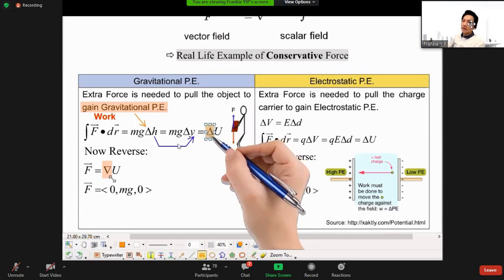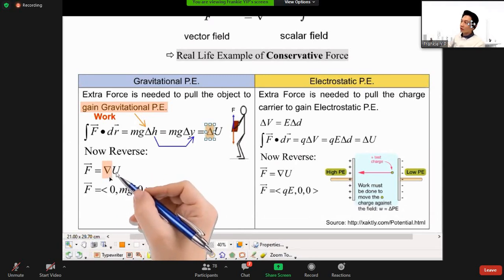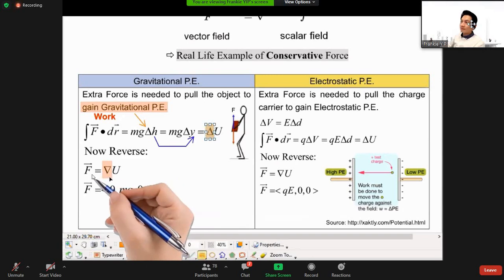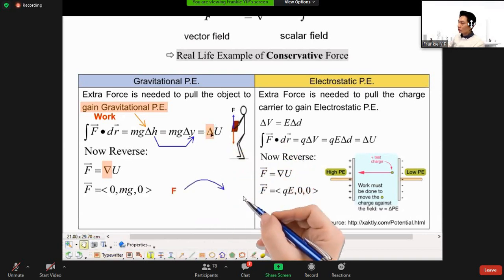This is delta. This is del, or another name called nabla. This one is the gradient of U equal to F. And this one is called delta. It's just a difference. Okay? So what are you saying?